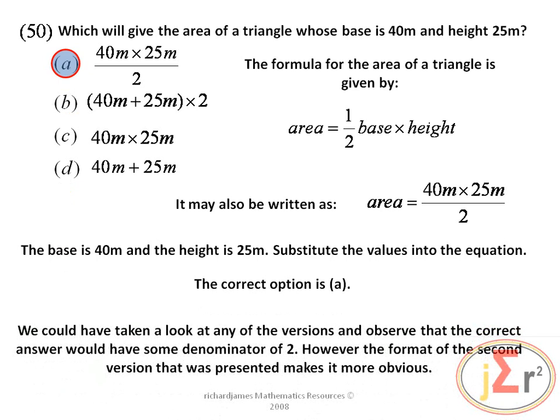We could have taken a look at any of the versions and observed that the correct answer would have some denominator of 2. However, the format of the second version that was presented makes it more obvious. So earlier on, we could have looked and said, okay, we have a half. This one is the one that has something divided by 2. But when we have it presented in this way, this looks exactly like this. So we are sure that our answer is option A.